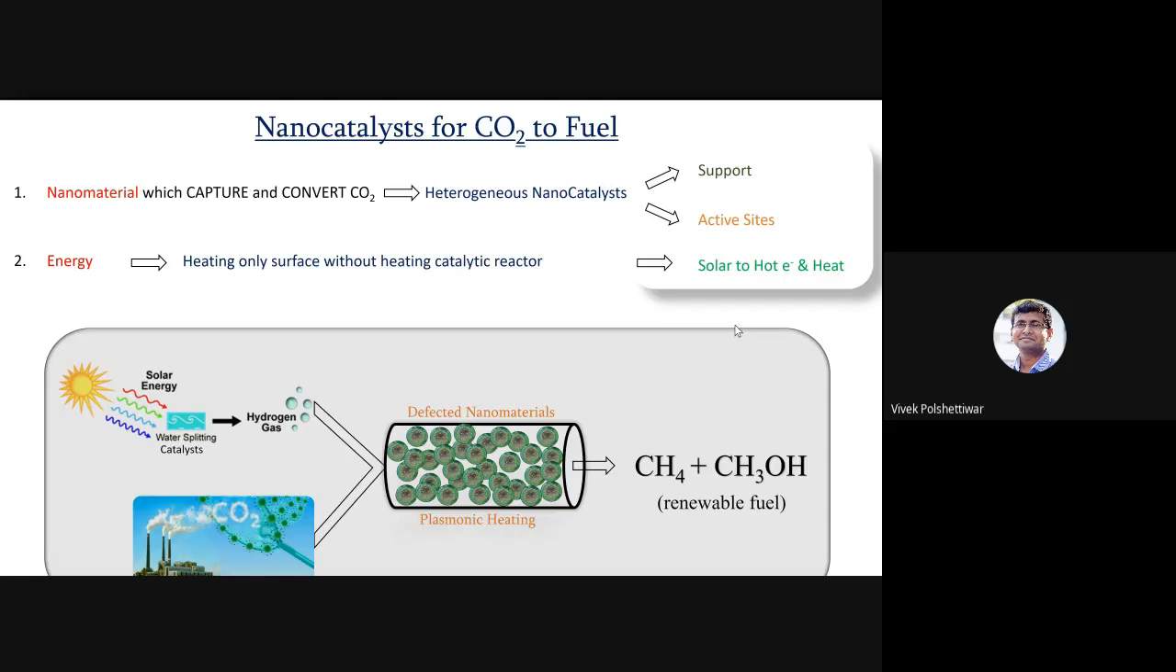So this is how we design it. We take different bulk materials or sometimes make the nanomaterial and try to capture the CO2, harvest the solar energy, and react CO2 plus water, which gives you the hydrogen, and you get a renewable fuel. So these are the three components that you need.